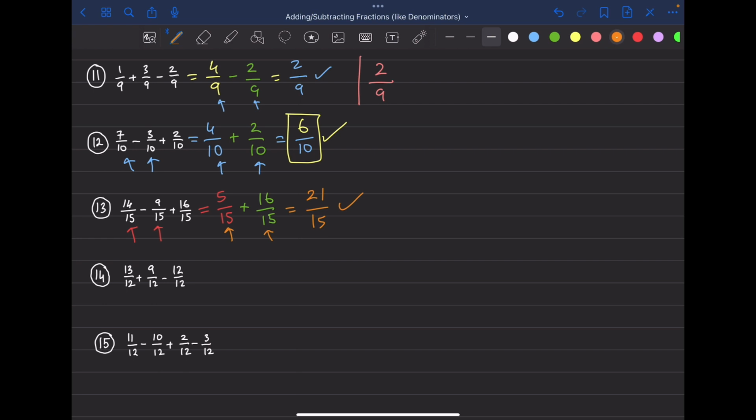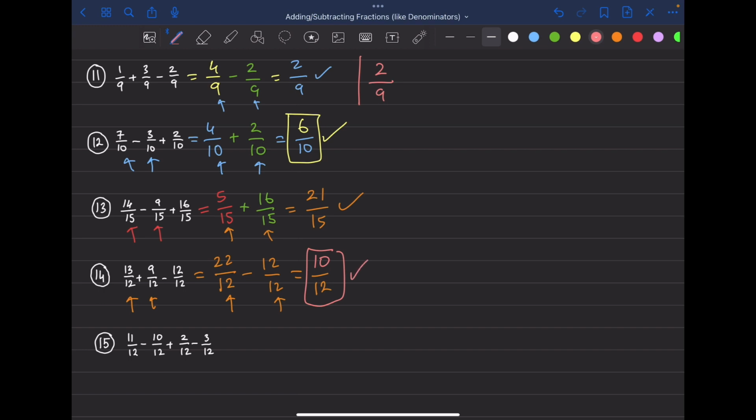Question number 14. First 2 fractions have a denominator of 12. So our answer for that would have a denominator of 12. 13 plus 9 is 22. And then minus 12 over 12, we can copy paste that. So minus 12 over 12. And let's do the exact same thing again. Since both of these have a denominator of 12, our final answer is going to have a denominator of 12. And then 22 minus 12 is 10. So our final answer is 10 over 12.